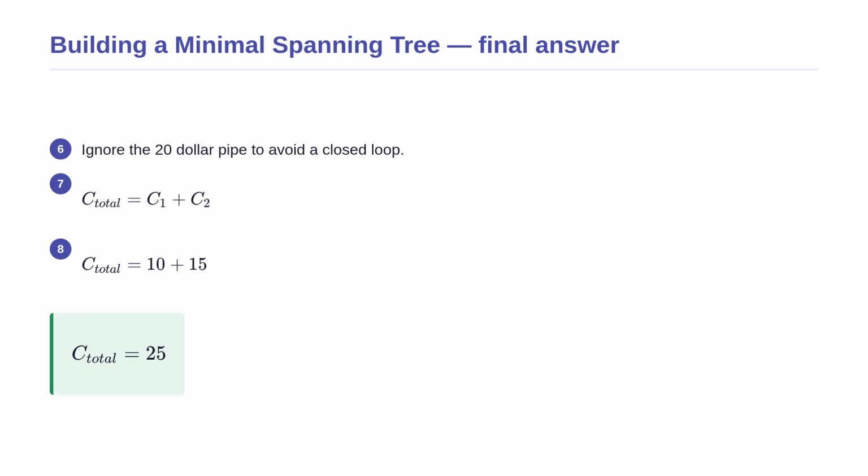We completely ignore the $20 pipe between X and Z because adding it would create a useless loop and waste money. A spanning tree must never contain any closed circles.